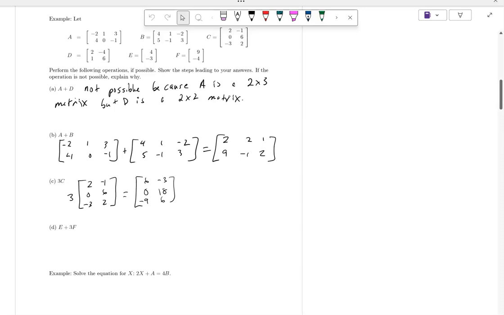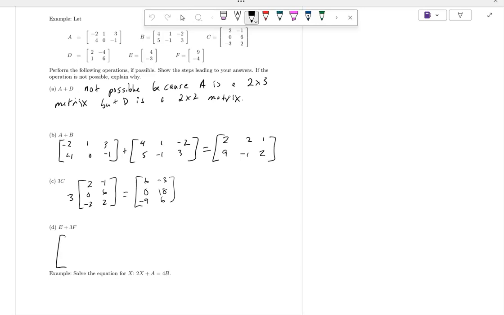We have E plus 3F. In order to be able to add or subtract matrices, what has to be true about the matrices themselves? Same dimensions, right? Do E and F here have the same dimensions? Yes. What are the dimensions for E and F? 2 by 1. Remember when we say the dimensions, we always do rows by columns, right? 2 rows, 1 column here. Okay?